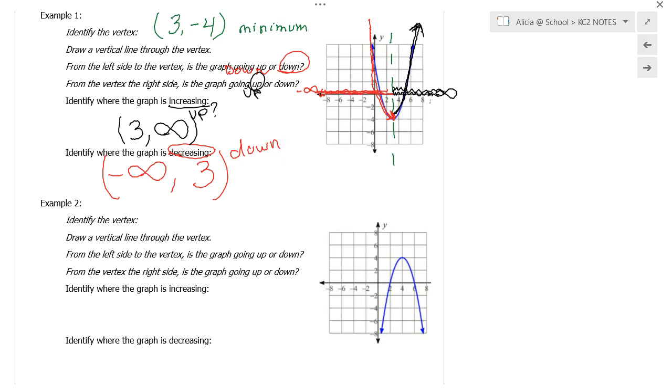All right, let's keep practicing this. It says identify the vertex in example 2. So I need to find that either max or min point. I see right here I do have a max, right? And that point is at 4, 4.